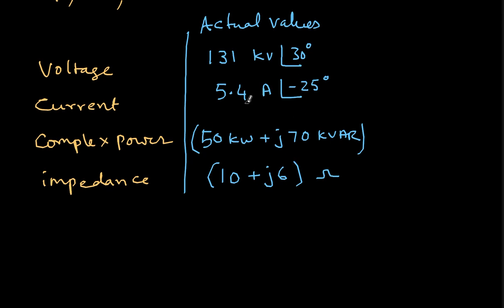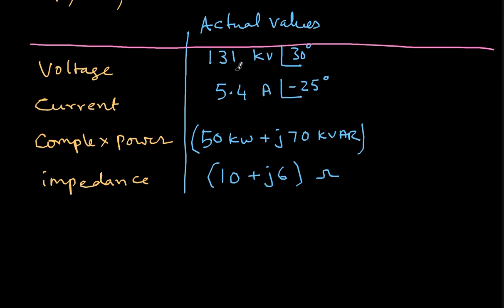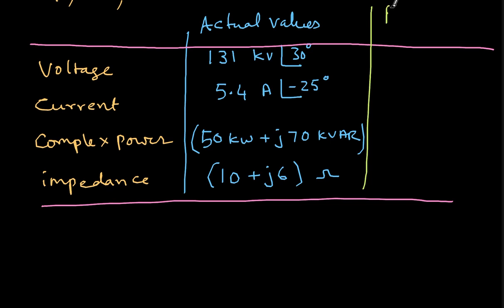Now I want to compare this with some kind of a base system. Then what will be the comparison values? So the four electrical parameters, voltage, current, complex power, and impedance, I want to compare with some reference. So whether this voltage is more or less, or what is the comparison? So for that we will have to define the base quantities.